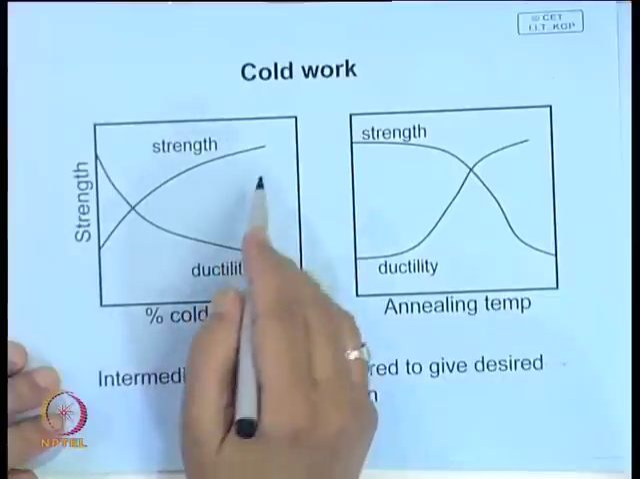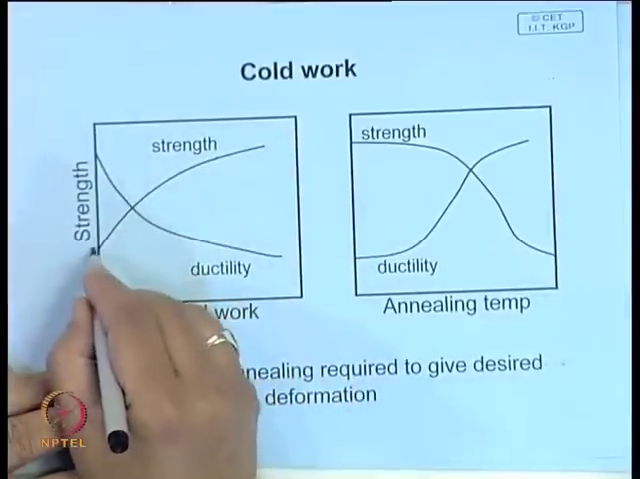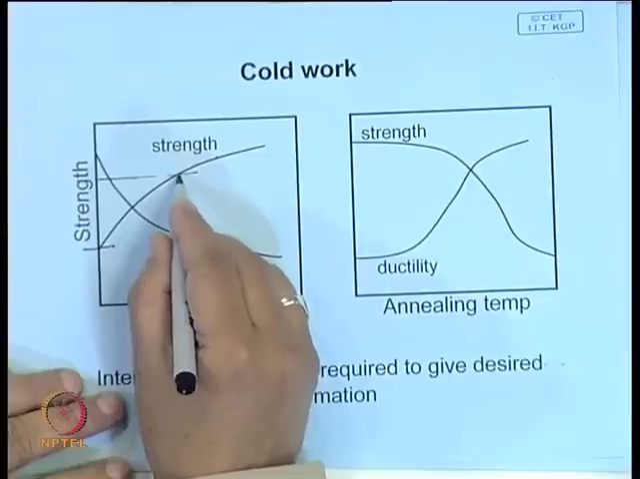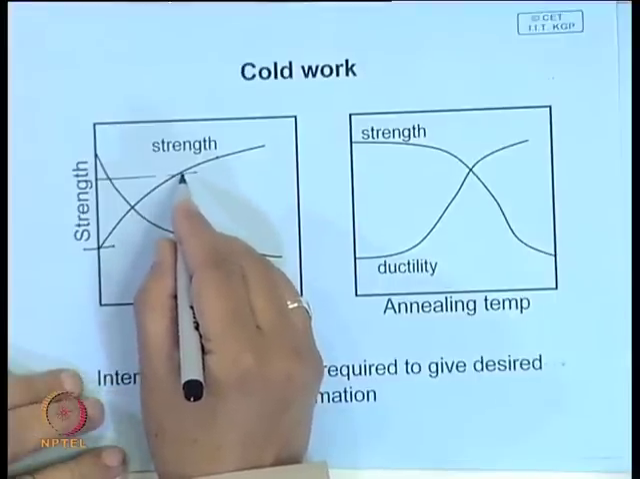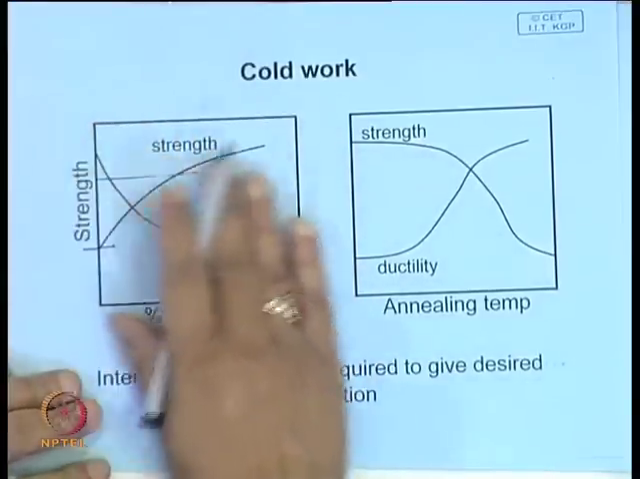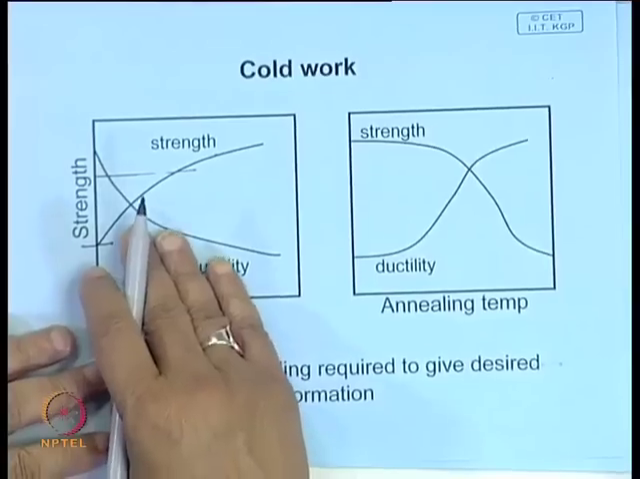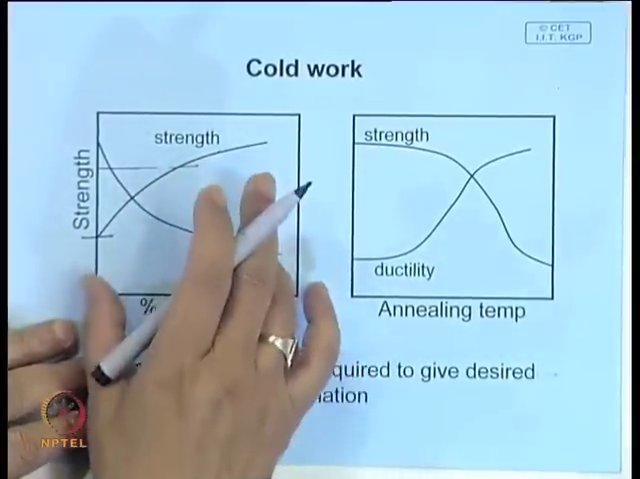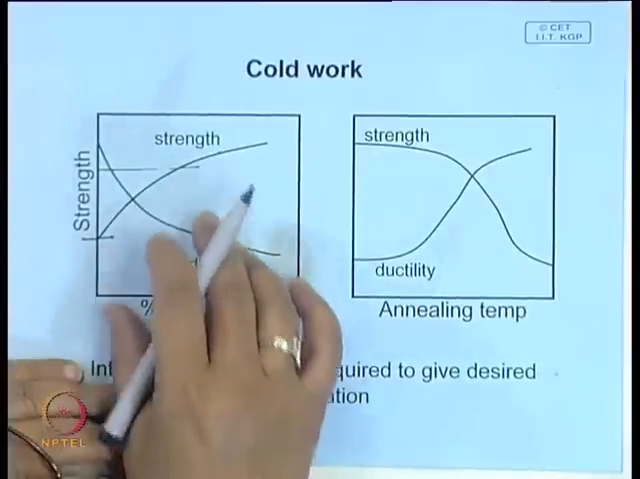Imagine initially your stress required was here, and here it has maybe become double. You may think that my press is not large enough to give this much load, so we must somehow bring down the strength. Then some kind of heat treatment is given to it. We will talk about it later. That means you may do the first cold work at room temperature, but intermittently you have to give some heat treatment to bring down its strength, so that you are able to give the desired amount of deformation to get the final thickness or final dimension.